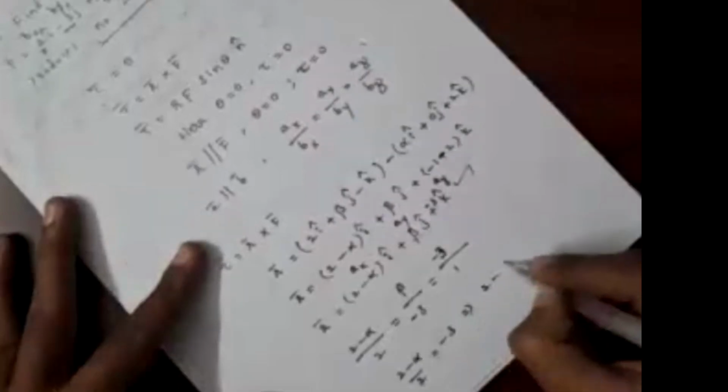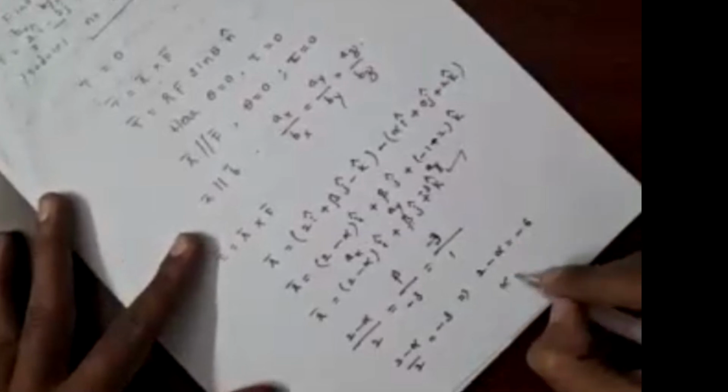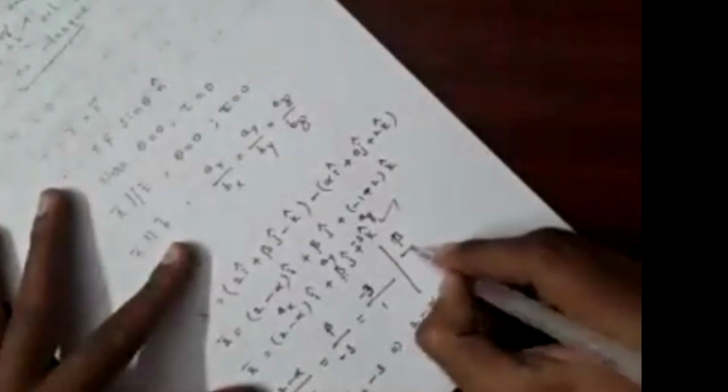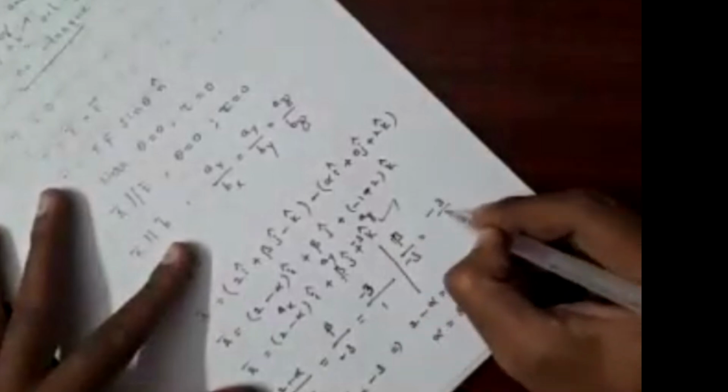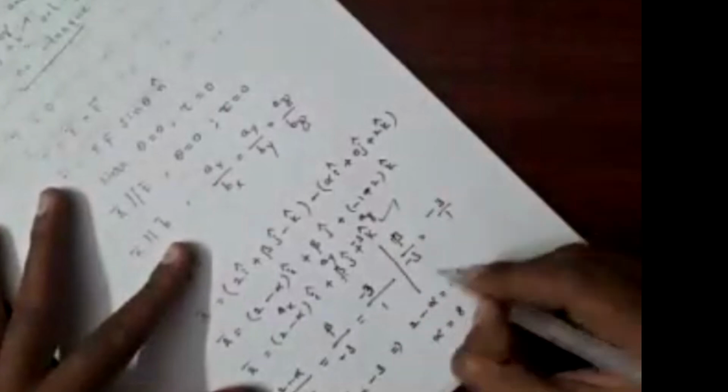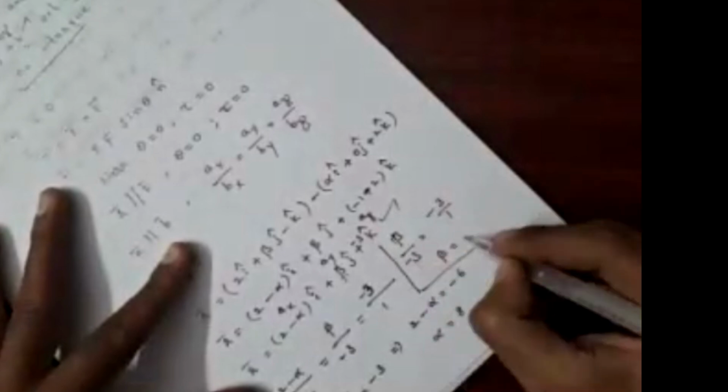Now I need to calculate alpha first. 2 minus alpha by 2 is equal to minus 3. Cross multiplication: 2 minus alpha is equal to minus 6. Sending minus alpha to that side, plus alpha, and minus 6 to this side, plus 6. 2 plus 6, 8. Alpha value is 8. Then beta: beta by minus 3 is equal to minus 3 by 1. Cross multiplication: beta is equal to minus 3 times minus 3, 9. So alpha is equal to 8 and beta is equal to 9. Like this, we can solve this problem.